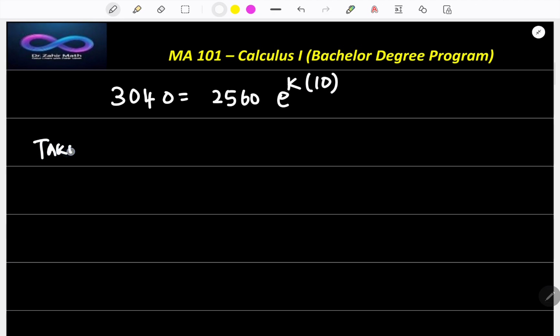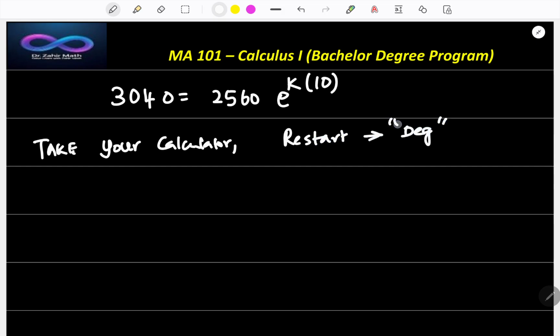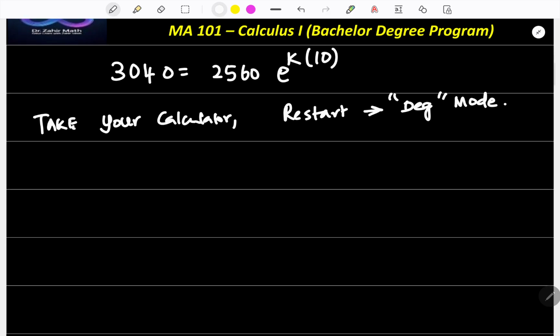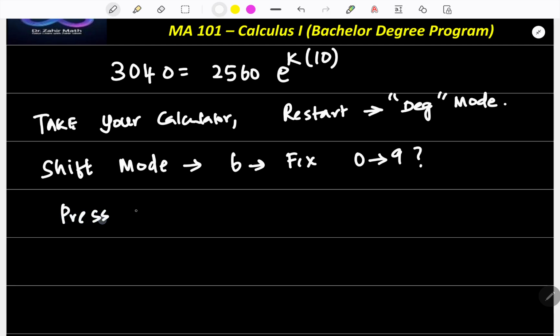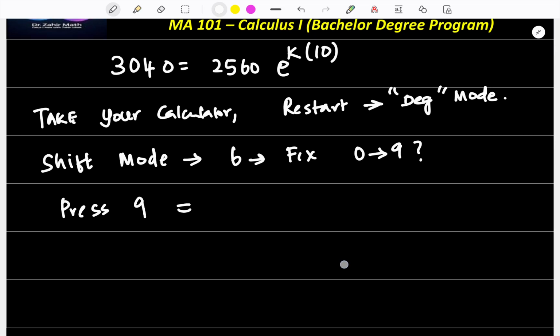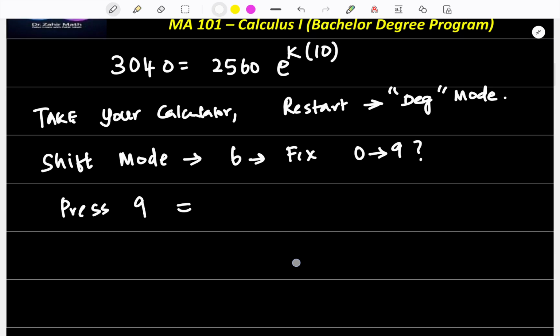Now take your calculator, all of you, and restart it. Make sure it is in degree mode. The first step is shift mode. When you press shift mode, you will get number 6, which is fixed mode. When you press 6, the calculator will ask you 0 to 9. Please press 9 and then press equal. Sorry, I'm not well. So now it is ready, and your answer will come in 9 decimals.